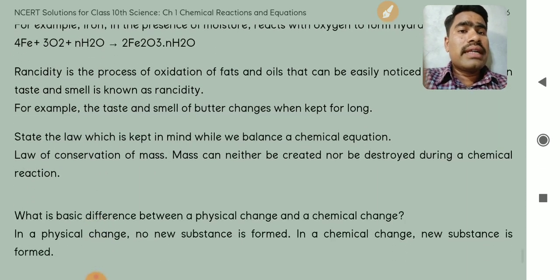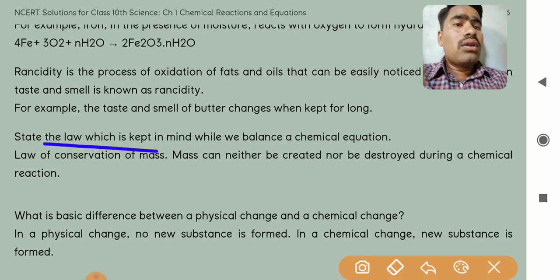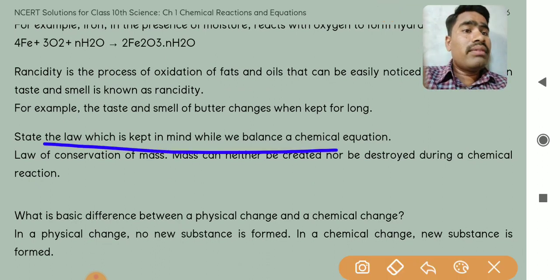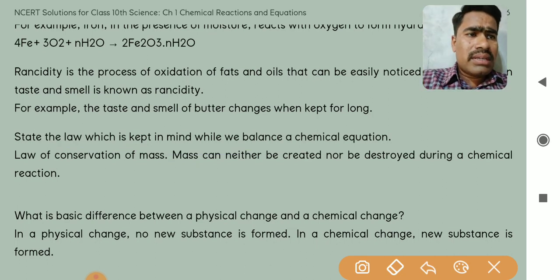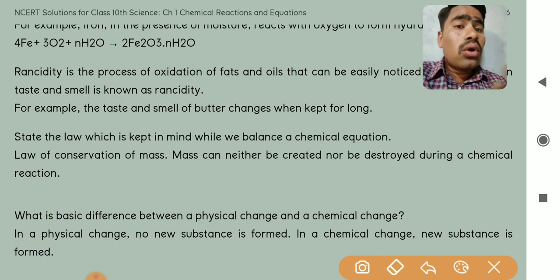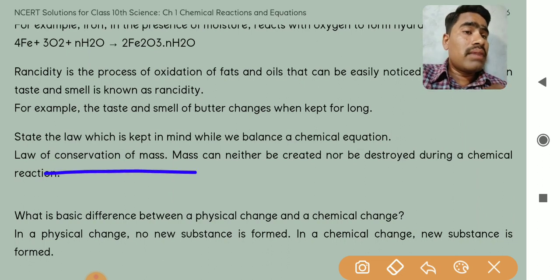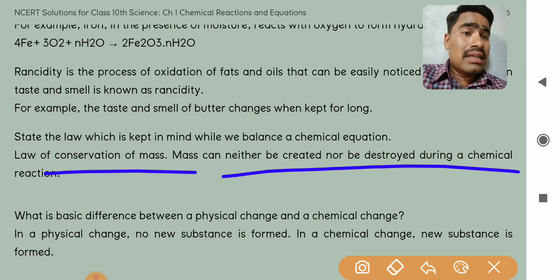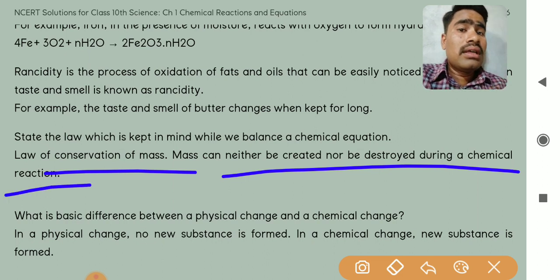The next question is: state the law which is kept in mind when we balance chemical equations. In this chapter we have studied how to balance the chemical equation. So what do we keep in mind while balancing? The law of conservation of mass is in our mind to balance the chemical equations. That law states that mass can neither be created nor be destroyed in a chemical reaction.